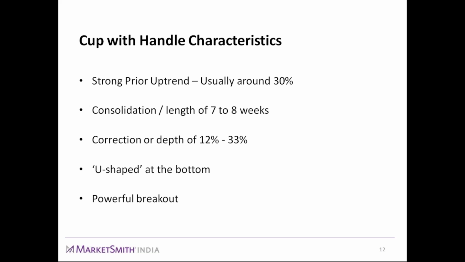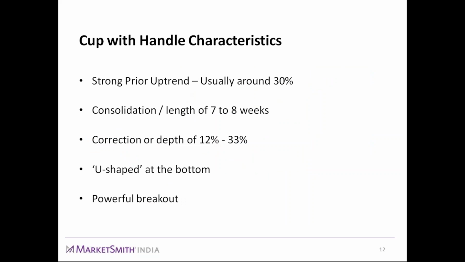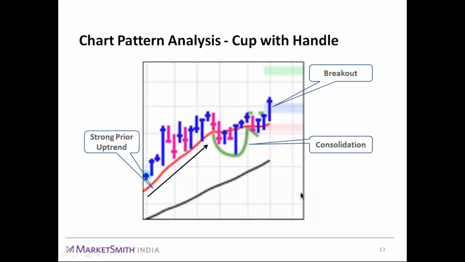Yeah, and the next thing we would want to see is the depth of the cup. That should be about 12 to 33%. By depth I mean, this is the last uptrending week before the pattern has begun. From this point, I need to see that the lowest point of the cup is usually contained within something like 30 to 35%. And we need to see that the cup is mostly a smooth U shape, and at the end of the pattern we need to see a powerful breakout.